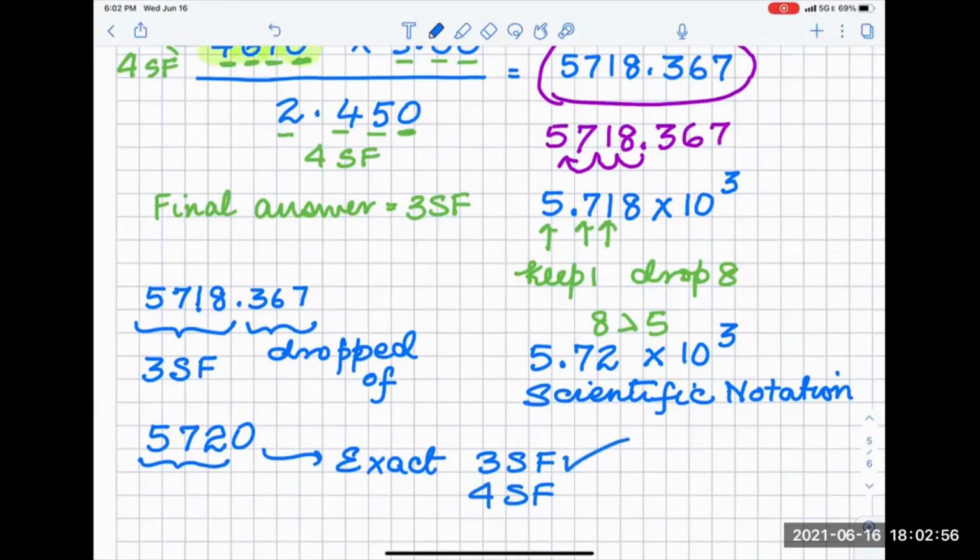In other words, it's been rounded up. So both of these can be the answer. If the question is asking in significant figures, then this is the right answer. But if the question is asking you to convert this into the standard scientific notation, then you do this.